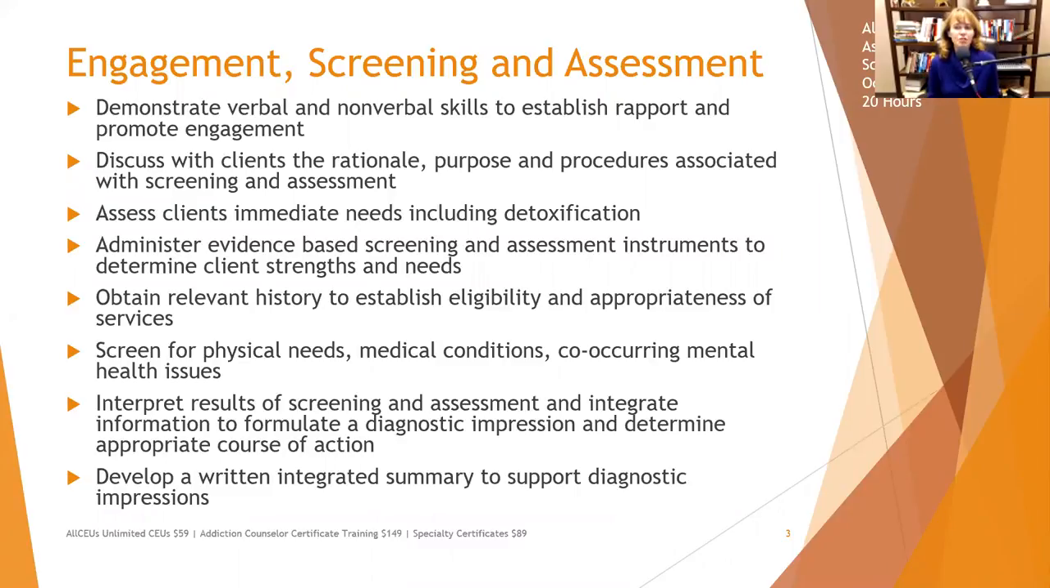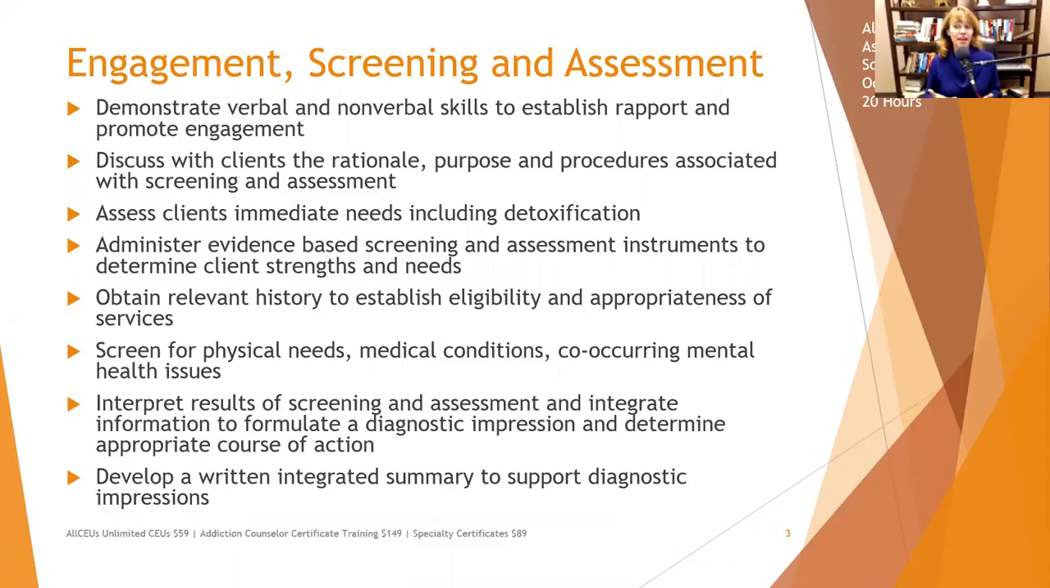Obtain a relevant history to establish eligibility and appropriateness of services. Wherever you are, you probably accept some insurance, don't accept others. You may have private pay, you may not. We want to make sure that once we screen, we can get the person into services that they may need. So we need to determine where can they go. If they've got Medicaid, if they're private pay, if they've got private insurance, where's the best referral place for them? And in order to do that, we need to get that relevant history.